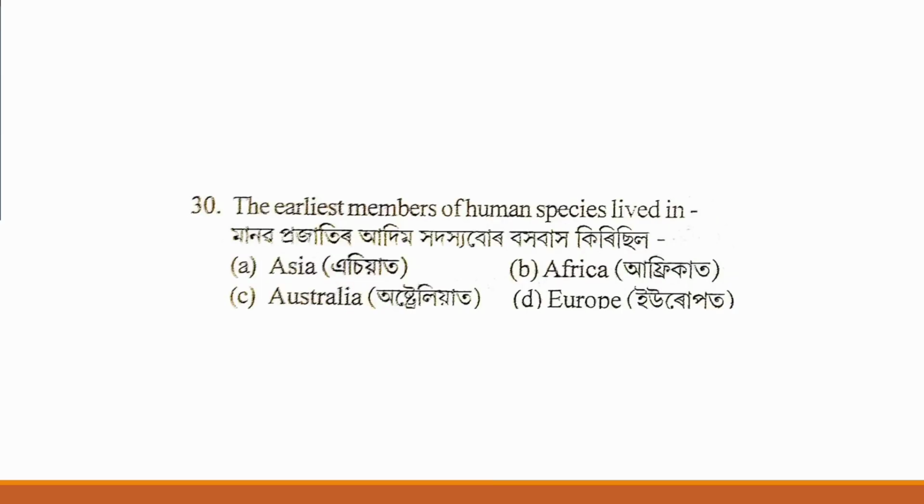The earliest members of the human species lived in. So the question is, the earliest members of the human species lived in. Option A is Asia, option B Africa, option C Australia, option D Europe. The earliest members of the human species lived in Africa. When we look at early human evolution, we see that humans first evolved in Africa, and most of the human evolution took place there.